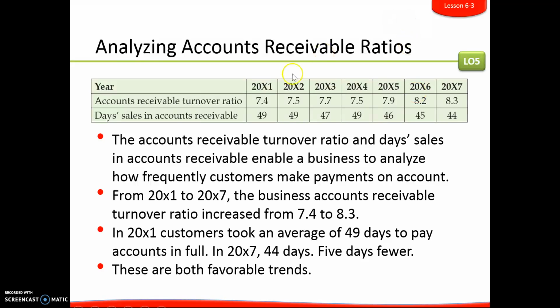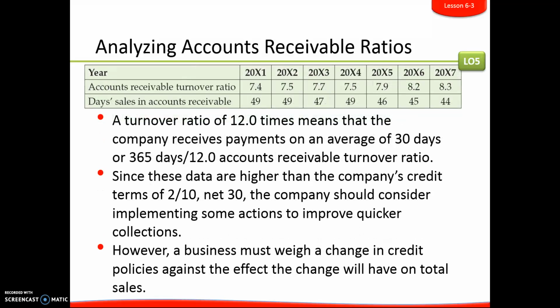On the days sales in accounts receivable here, you can see we went from 49, 49, 47, back up to 49, down to 46, 45, 44. When we are talking about days sales in accounts receivable, we want that number to go down because that means that it is a shorter time frame that it's taking us to collect from our credit customers. So we want that number to be smaller.